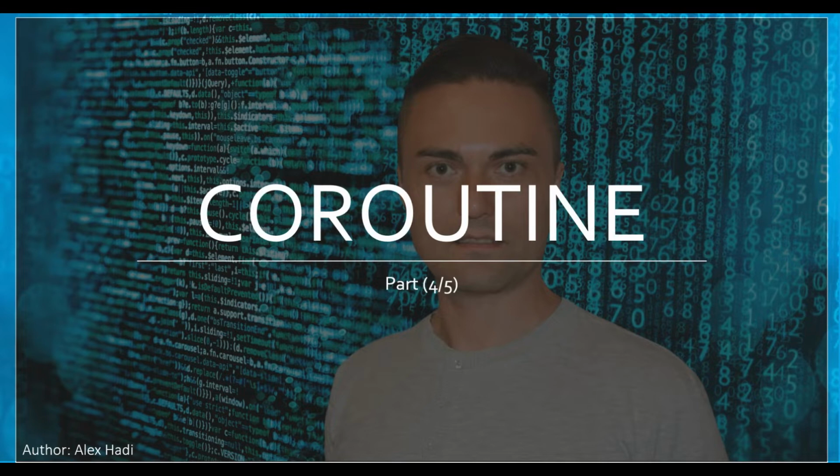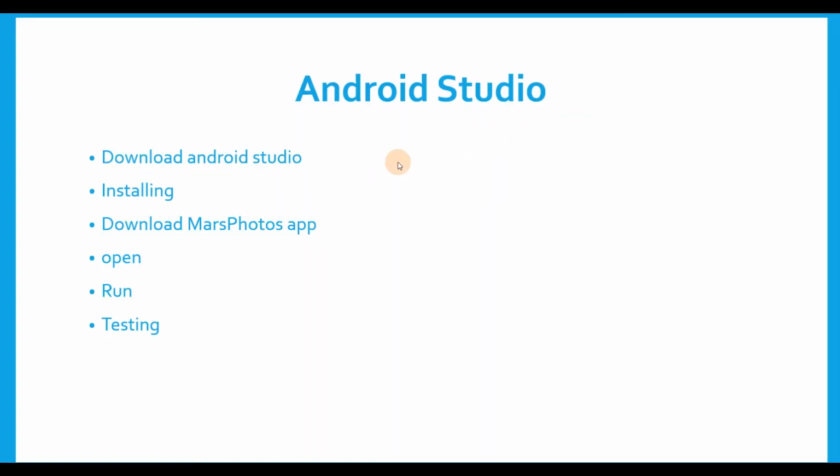I am Alex Hadi. In this video I will show you a real app for Android applications. In Android Studio we will run a simple example app from the Google Developer Training folder in GitHub, then we will run it and test it, and we will see how, if we remove, for example, coroutine usage in that application, it will affect the function of this application.